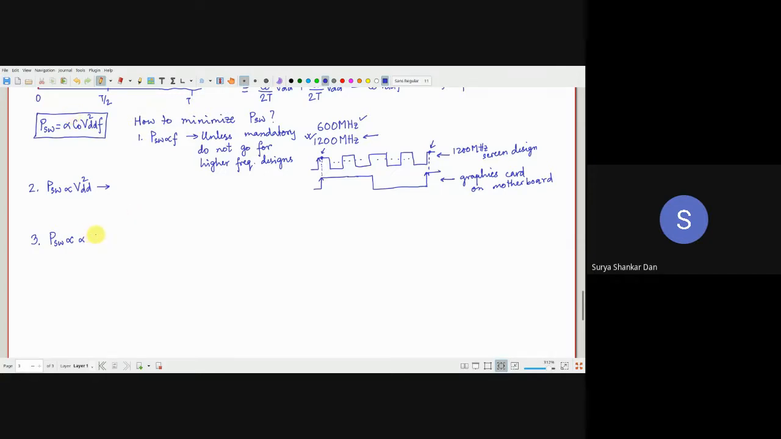Clock gating is one of the techniques for reducing the switching activity. It is just one of the techniques. We will do problems on this, then it will become clearer.